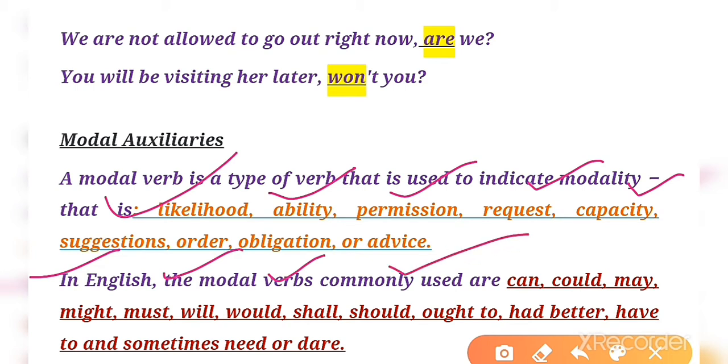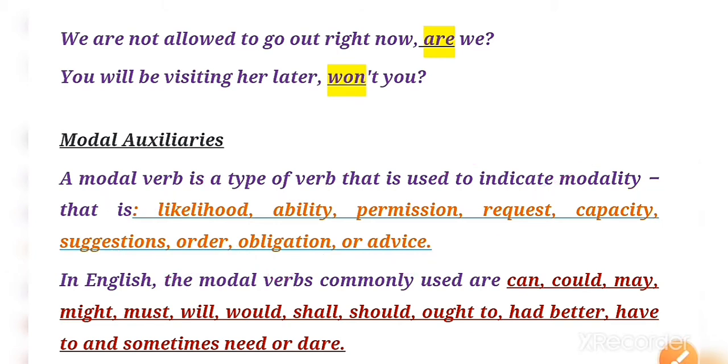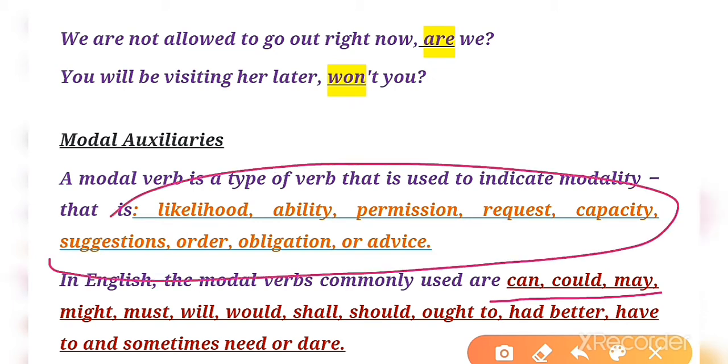In English, the modal verbs commonly used are can, could, may, might, must, will, would, shall, should, ought to, had better, have to, and sometimes need or dare. So these are basically the modal verbs that are used to show the points that we had discussed here.